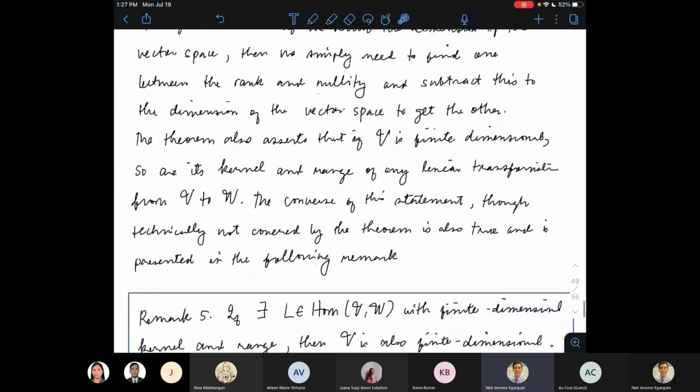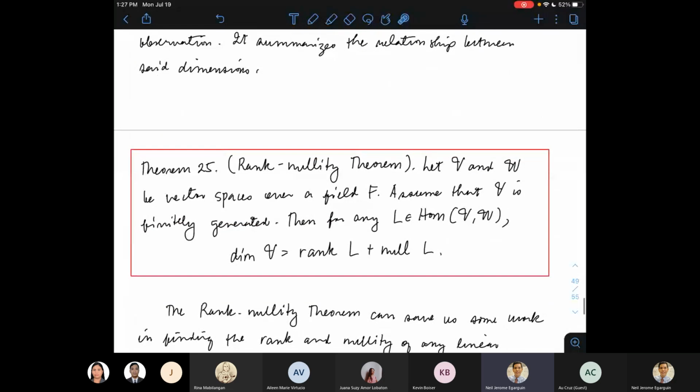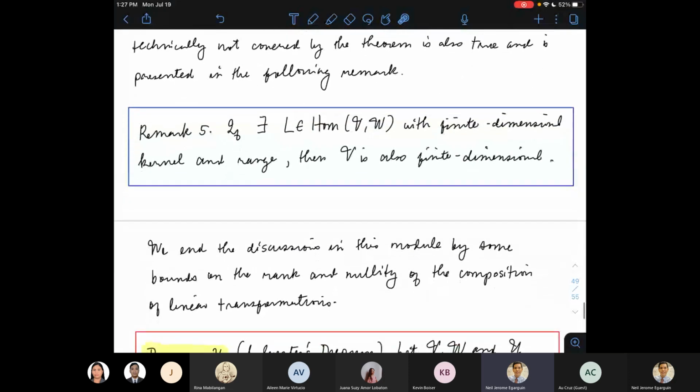I omitted the proof. Usually proofs of the rank nullity theorem is given in any standard linear algebra text. But the utility or the significance of Theorem 25 is on the result itself and not on the proof. Okay, so that's why I omitted the proof.